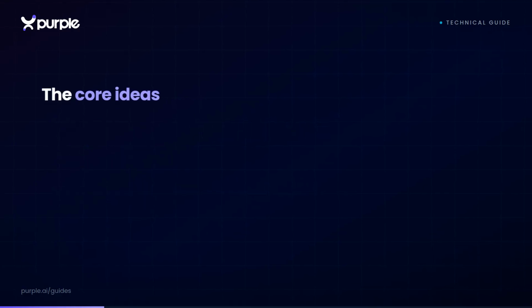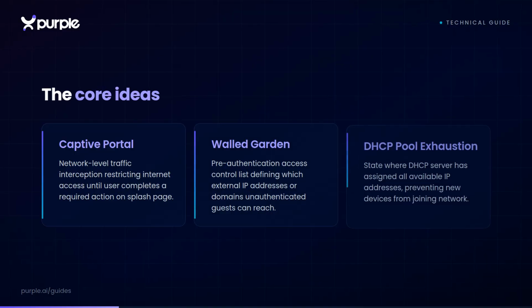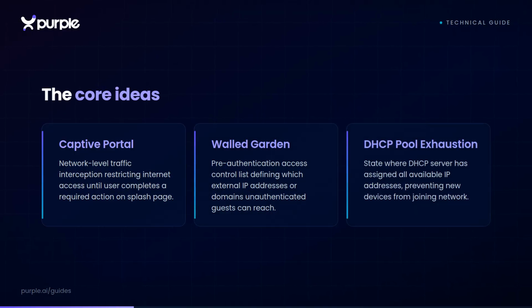A captive portal is a network-level mechanism that restricts internet access until a user completes a required action on a splash page. It works by intercepting HTTP probe requests sent by the operating system. A walled garden defines which external addresses unauthenticated guests can reach.